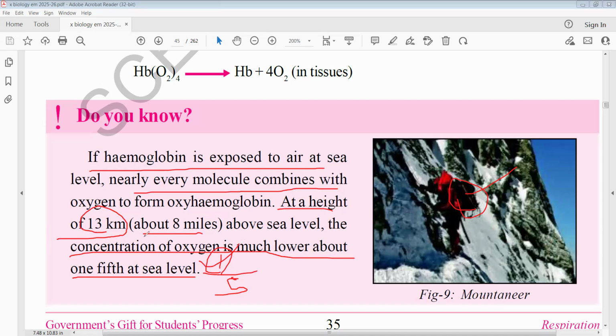So that is the reason mountain climbers keep the oxygen cylinder to get sufficient oxygen. So once again, how much lower is the oxygen at 13 kilometers? One by fifth. That is what you have to keep in mind.